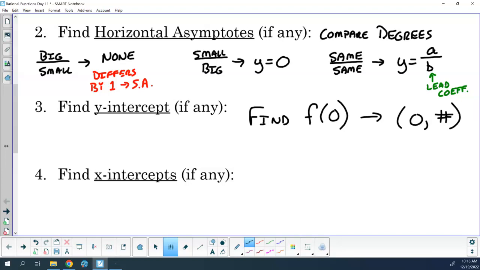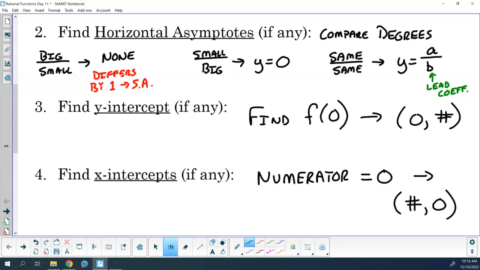X-intercepts. Because the numerator equals 0. Because this was the first one that we were given, we want to set the function equal to 0, but then when we cross multiply, it just ends up being the numerator equals 0. How many of these can we have?